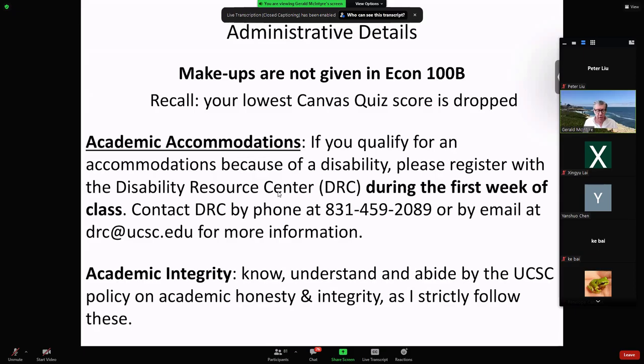And of course, we've already mentioned academic integrity. You must know and understand and abide by the UCSC policy on academic honesty and integrity. I strictly follow these principles. Okay.